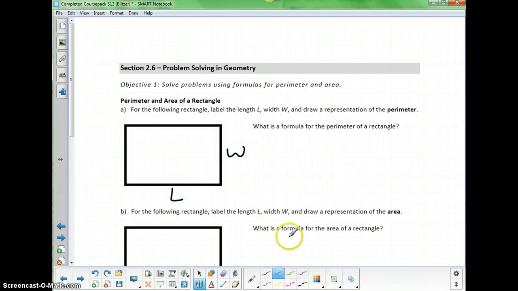We're going to talk about perimeter. And perimeter is the distance around the figure. So the formula for perimeter would be adding up the length plus the width plus the length plus the width, or two lengths added up plus two widths.